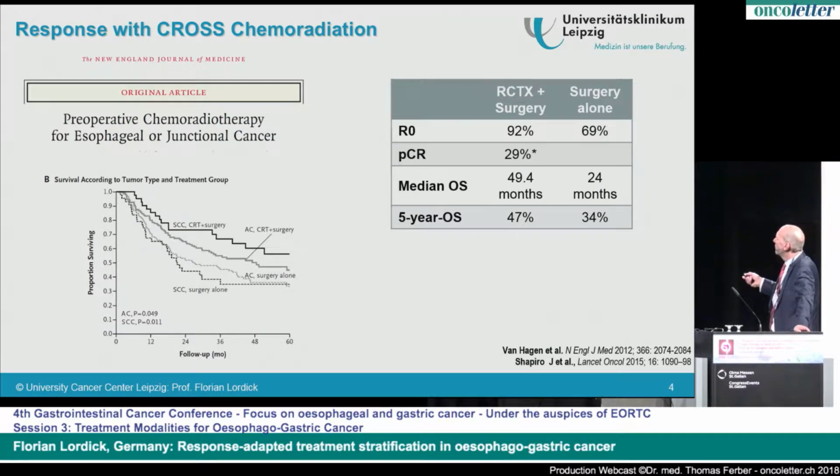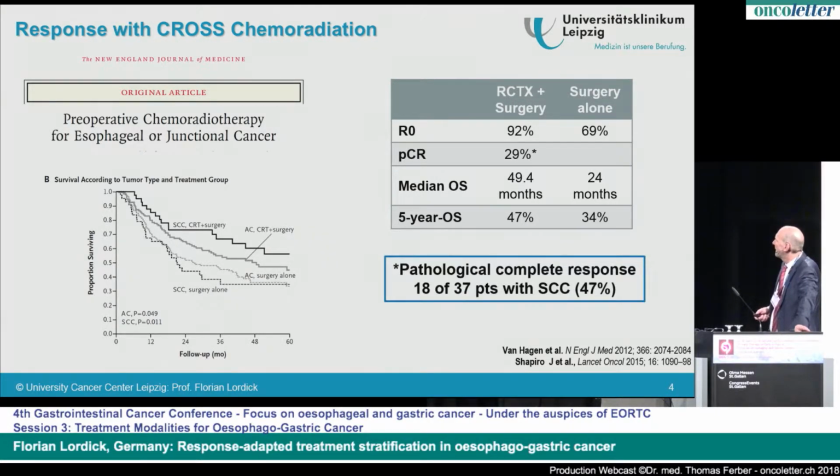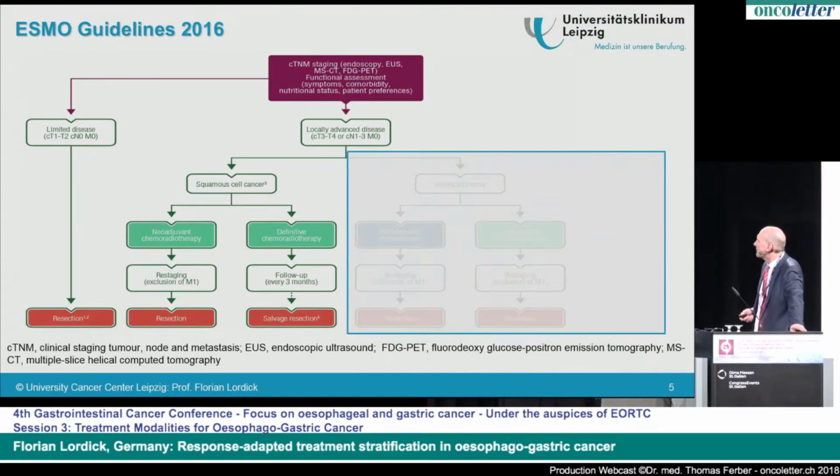And it is important to note, Marcel Verheij showed it already yesterday, that following neoadjuvant chemoradiation according to CROSS, you see 29% of histopathologically confirmed complete responders. And this number is even higher when you go to the subgroup of patients with squamous cell cancer, where the number was 47%, with some caution because the number of patients is still limited. But I think, according to our experience, it's quite realistic that this treatment works well.